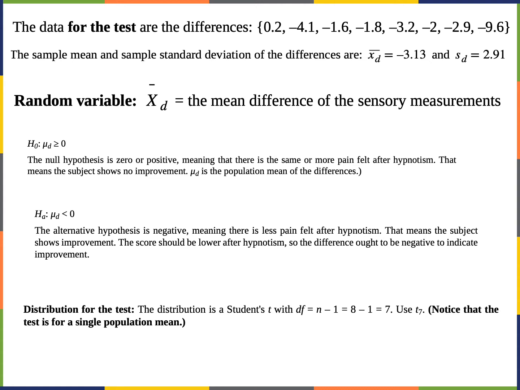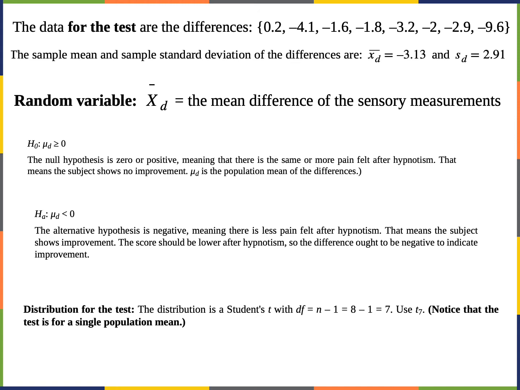What are our hypotheses? The null hypothesis is that the mean difference is zero or positive, meaning that there is some or more pain felt after hypnotism, so the subject shows no improvement. Because if after is greater than before, your difference is going to be positive. And if after is less pain than before, then your difference will be negative, meaning there's less pain felt after hypnotism. That means it improved, so the difference ought to be negative to indicate that.